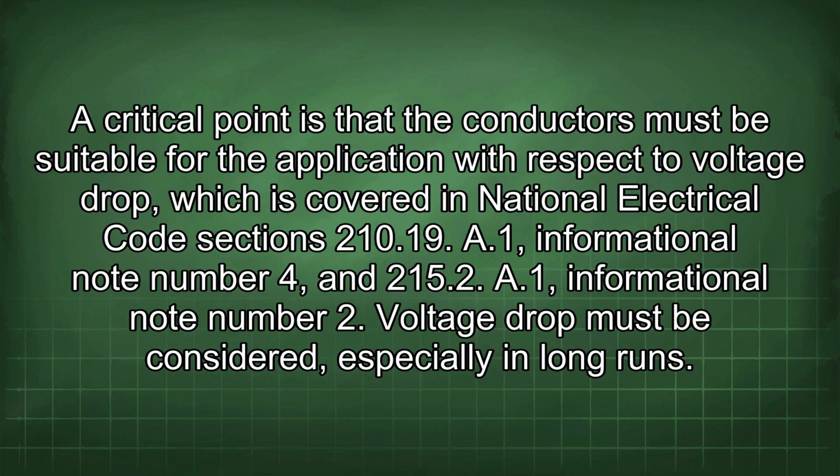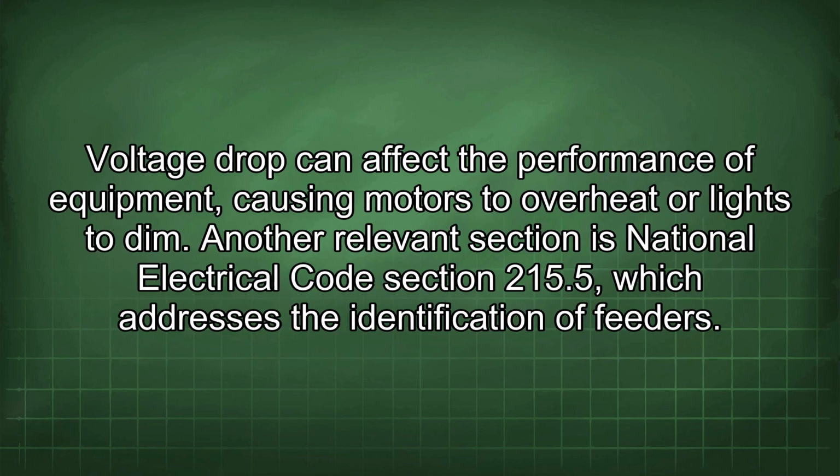A critical point is that the conductors must be suitable for the application with respect to voltage drop, which is covered in National Electrical Code Sections 210.19(A)(1) Informational Note Number 4 and 215.2(A)(1) Informational Note Number 2. Voltage drop must be considered, especially in long runs. Voltage drop can affect the performance of equipment, causing motors to overheat or lights to dim.